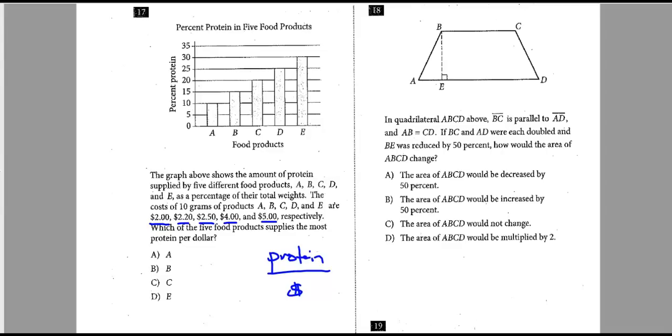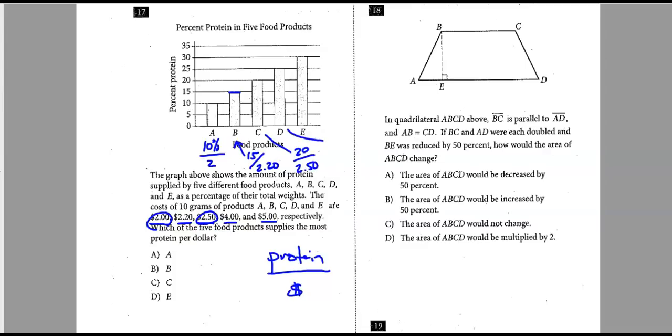Let's look at A. First of all, at point A, you're getting 10% for $2. B, we're getting 15% for $2.20. C, we're getting 20% protein for $2.50.